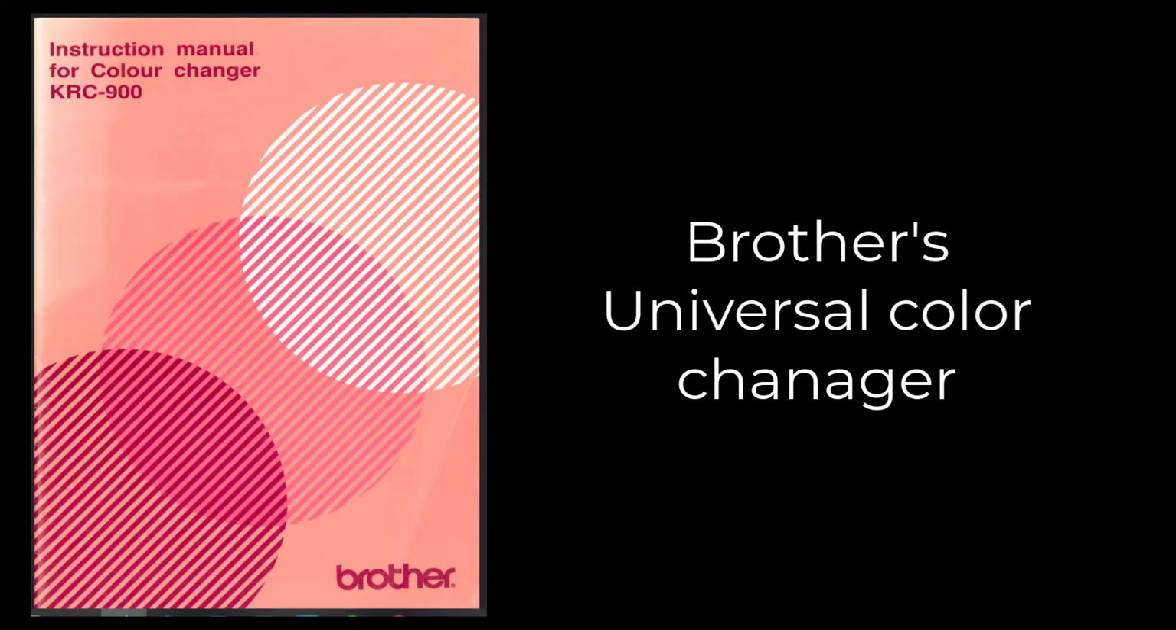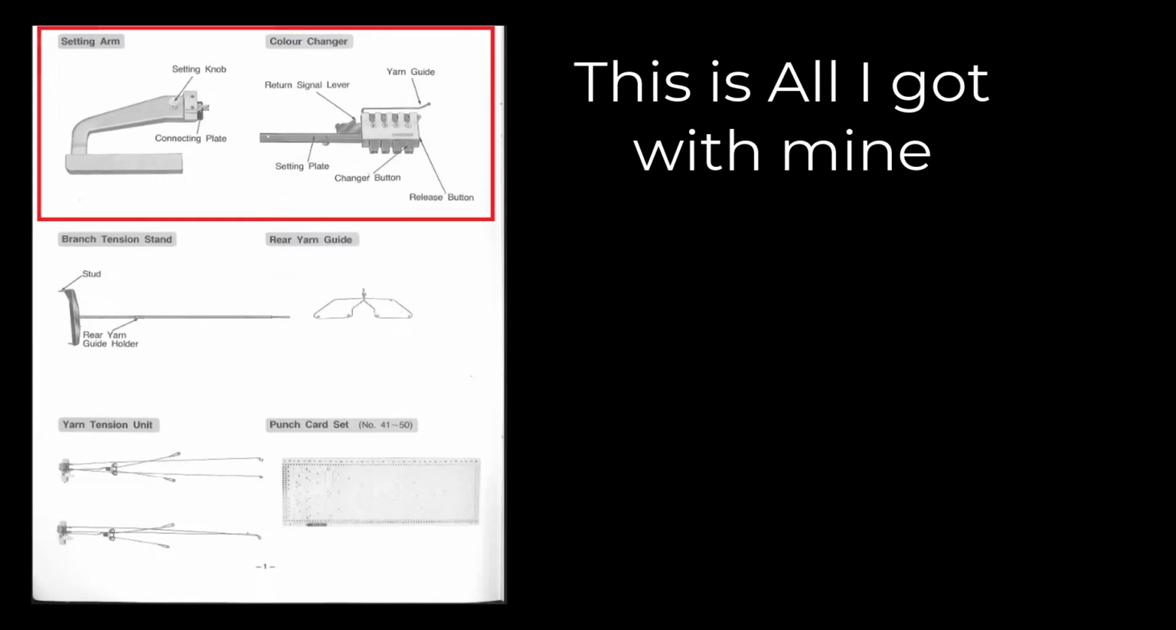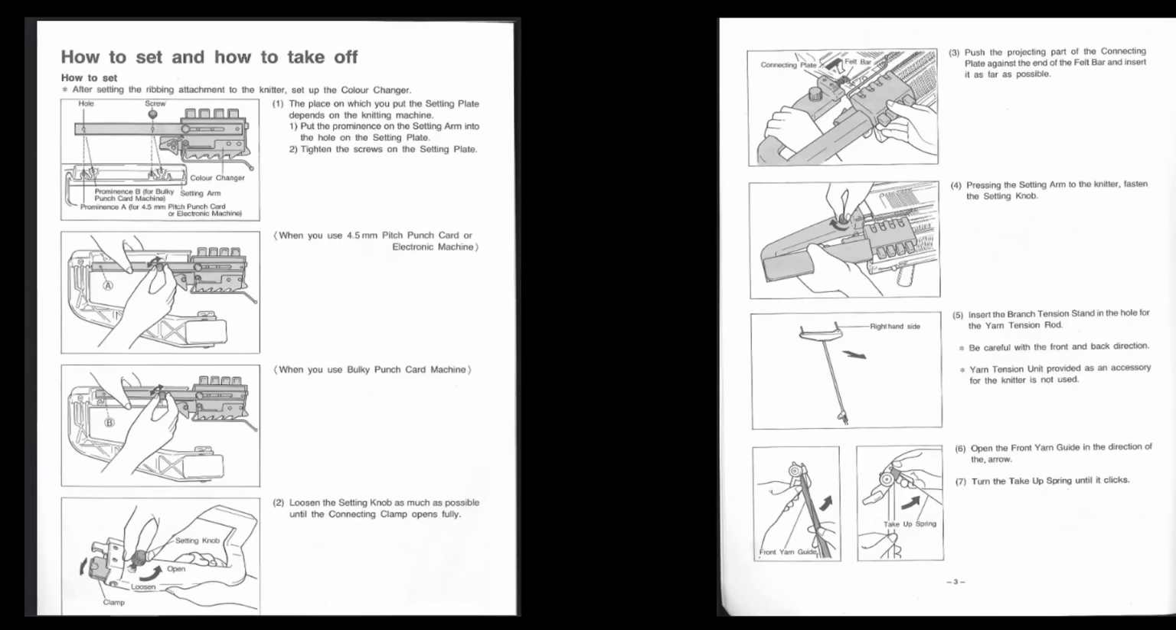Last video was all about the Brother Universal Color Changer, known as the KRC-900. All I got with mine was what's in the red square. This is how you set it up and take it on and off the machine.